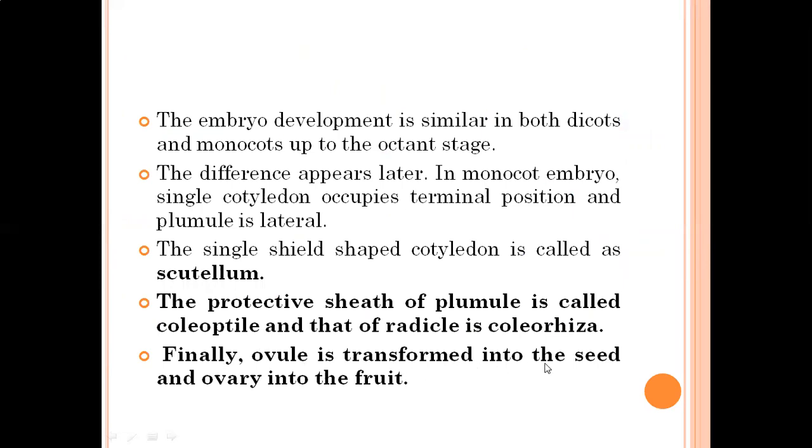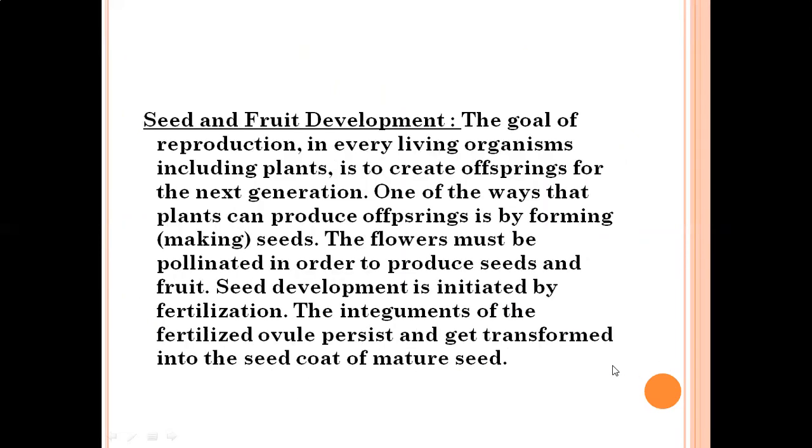finally ovule is transformed into seed. Now the ovule is transformed into seed and the ovary into fruit. Okay, means now that fruit, if it is edible you can eat, and that seed you should germinate. Okay, now seed and fruit development. How does the seed and fruit development take place? The goal of reproduction, the main purpose of reproduction in angiosperms or in every living organism including plants, is to create offsprings for the next generation.